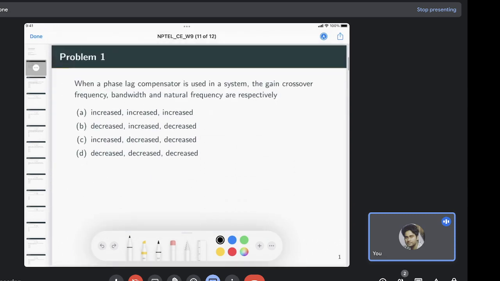So the first problem is that we are given a phase lag compensator. What happens when a phase lag compensator is used in a system? What happens to the gain crossover frequency, bandwidth, and the natural frequency? As you have already learned in the lecture video, in the lag compensator we make use of the magnitude plot of the lag compensator, which has low-pass filter nature. So it adds a decreasing slope of that magnitude plot to the original system.